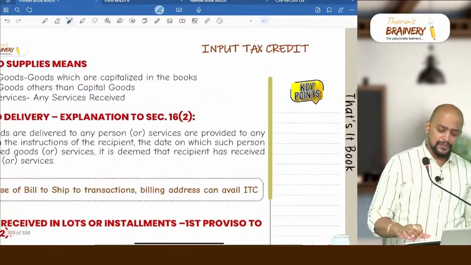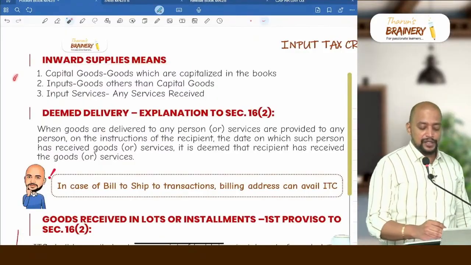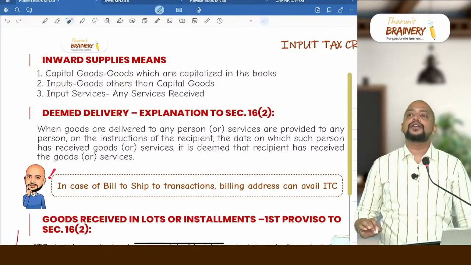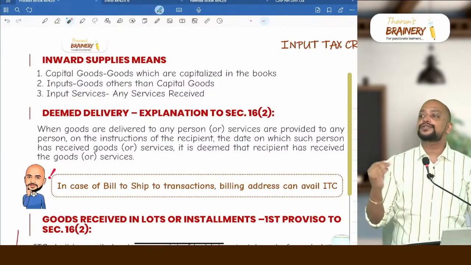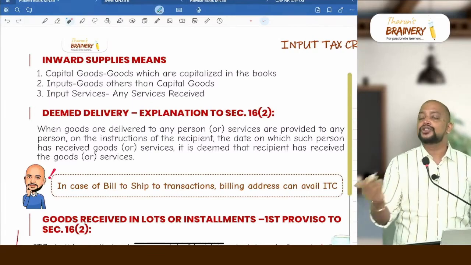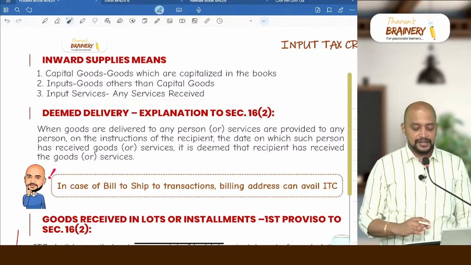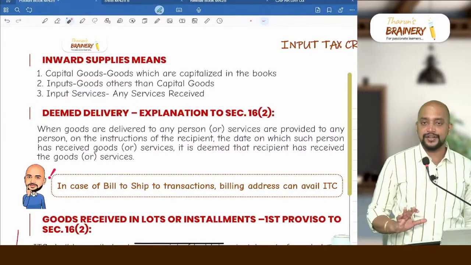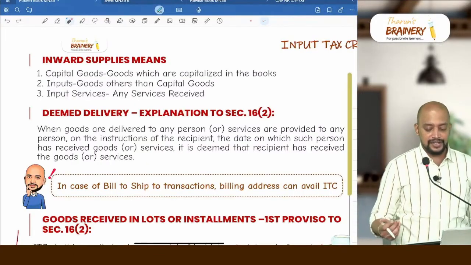Got it? Next, what are the inward supplies? Inward supplies means capital goods, inputs and input services. Capital goods means any goods which are purchased and capitalized in the books of the person. Inputs means other than capital goods, that is, those which are charged to P&L will come under inputs. Input services means any services received, but all these should be used or intended to be used in the course or furtherance of business.